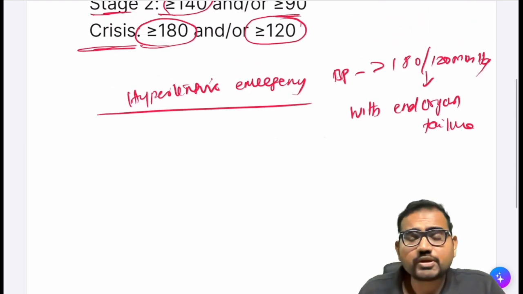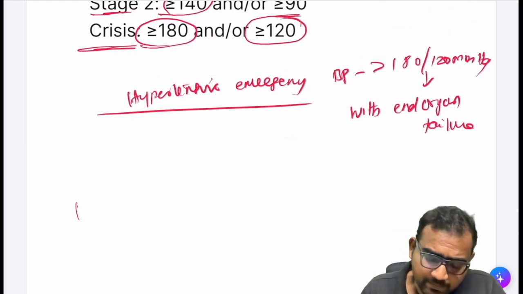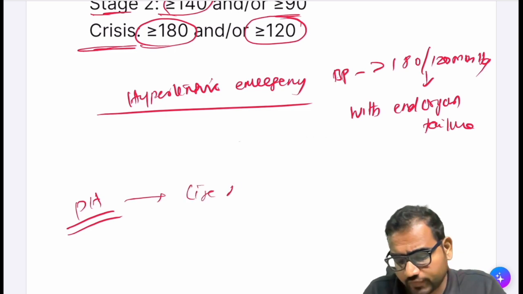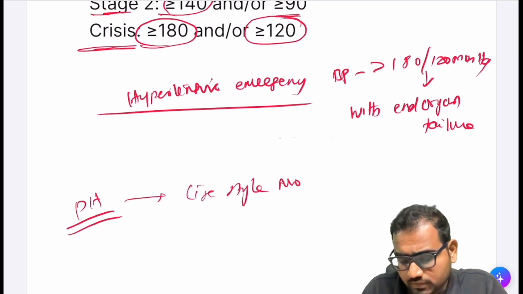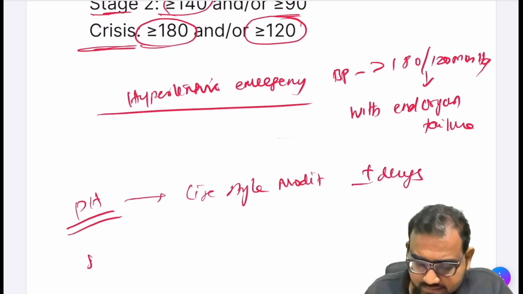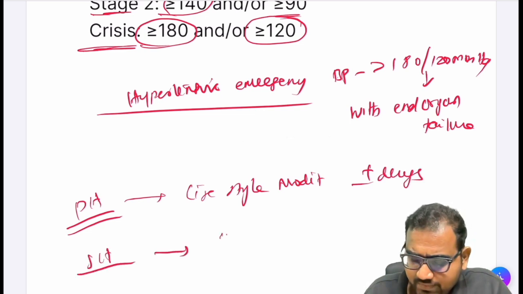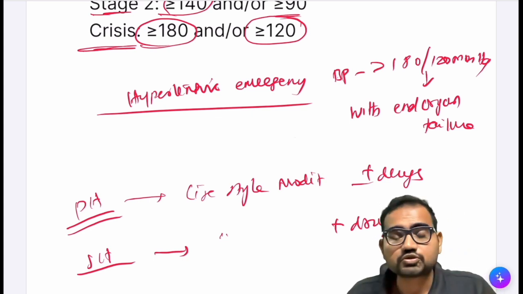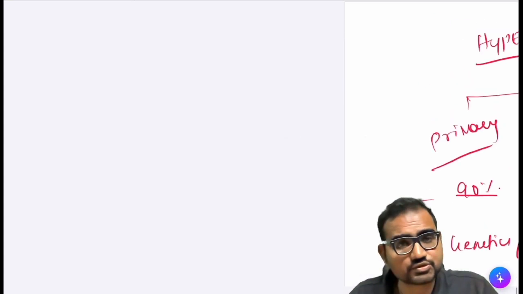So what will be the treatment for this? For primary hypertension, what I can do is lifestyle modification with or without drugs. For secondary hypertension, definitely lifestyle modification plus drugs. So this is what hypertension is all about.